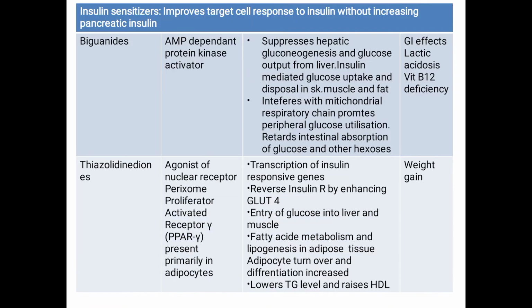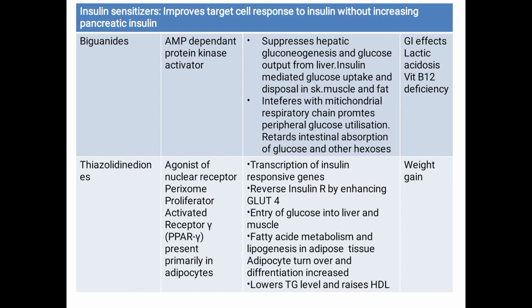The next category of drug is insulin sensitizer, which is not going to increase the insulin released from the beta cell, but instead it is going to improve the target cell response, that is the sensitizing action. So here there are two categories of drugs. One is biguanides and the other one is the thiazolidinediones. So biguanides we have metformin, thiazolidinediones we have the glitazones.